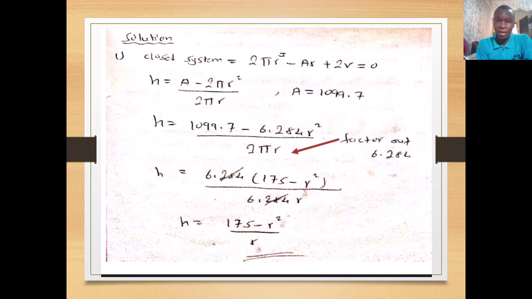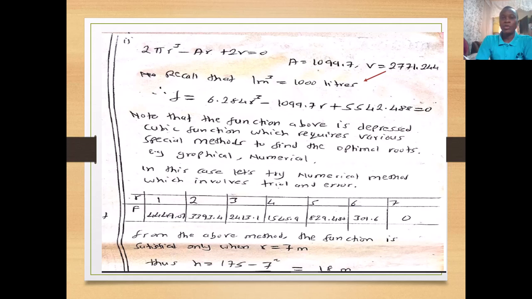Factoring that out of the expression of h, we have 6.284 in brackets (175 minus r squared) over 6.284 r. Remember, in the denominator we only have 2 pi r, and we are only factoring out 2 pi, so we remain with r in the denominator. Simplifying this, we remain with h equals (175 minus r squared) over r. And that is done. Then Roman 2, the question says that we compute the radius and the height.